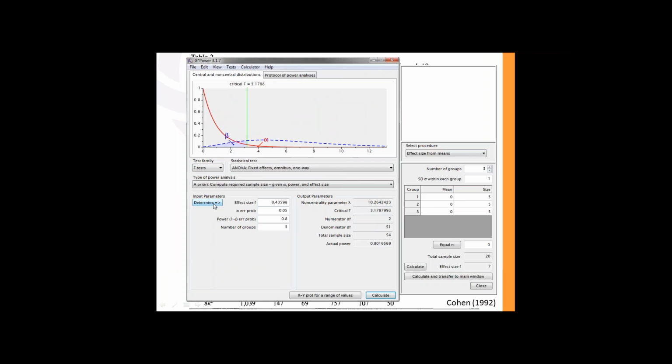And again, you can determine effect sizes from different pieces of information. So let's say that they don't report effect size in the previous study, but they say, okay, group 1 had this mean, it had this many participants, and so on and so forth. You can plug all that in and then calculate and transfer to main window, and it will plug in the effect size, and then you can calculate your required sample size.